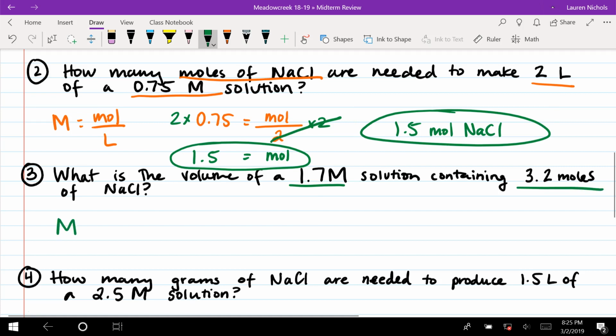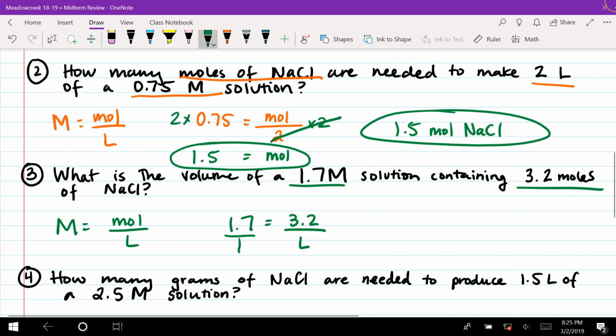Well, again, we're using M is equal to moles divided by liters. I know that M is 1.7, our moles is 3.2, and we do not know liters, so I'm going to leave our liters. Now, in order to get our liters by itself, we could have done this in the previous problem, but we can cross multiply if we set it over 1.